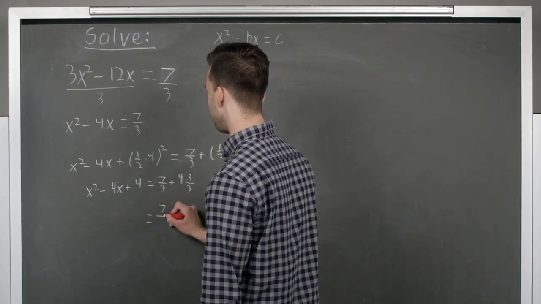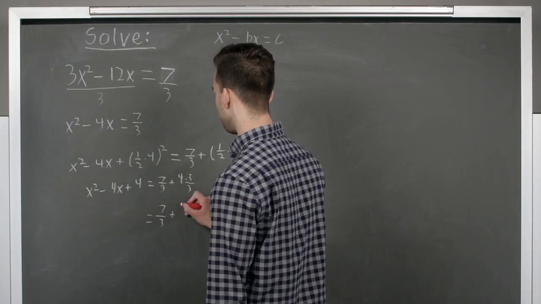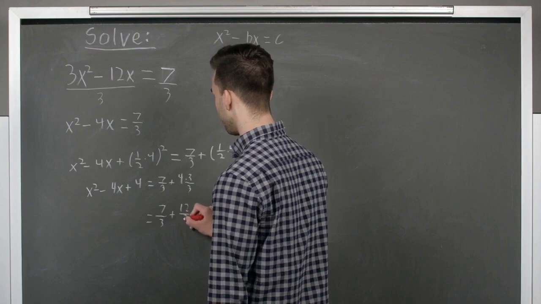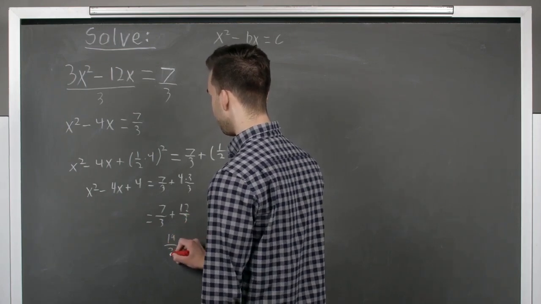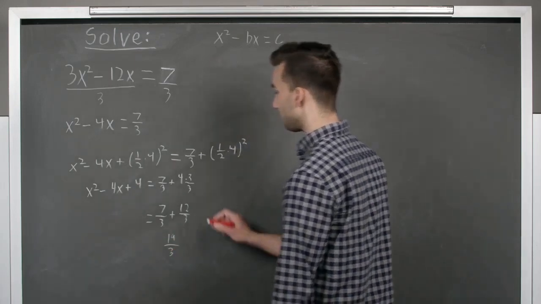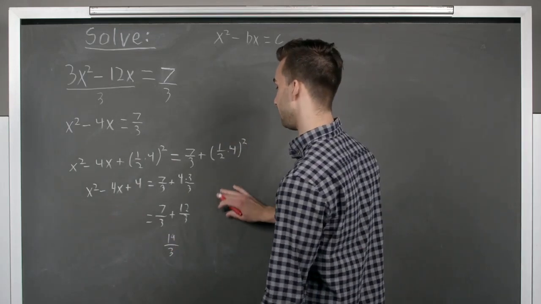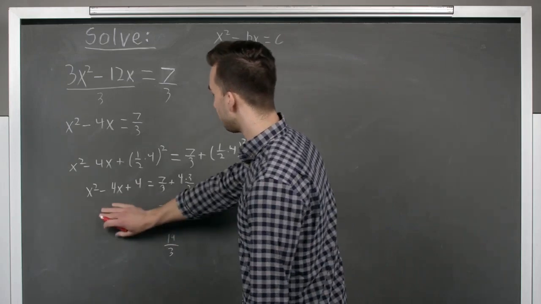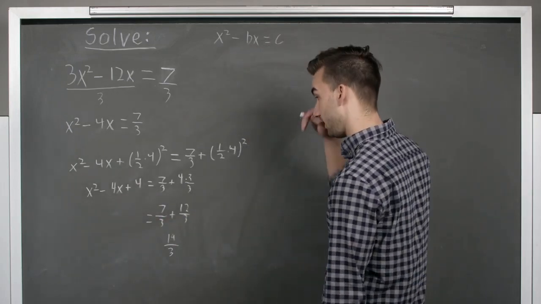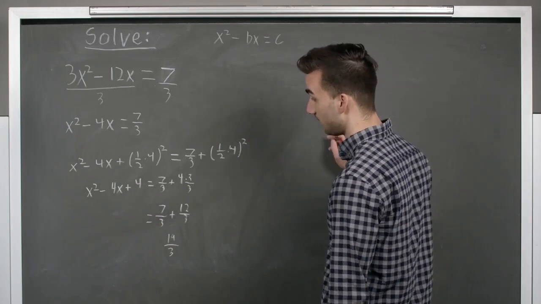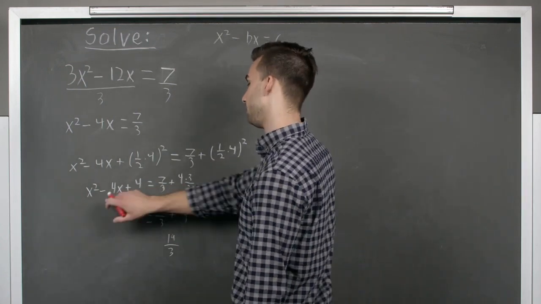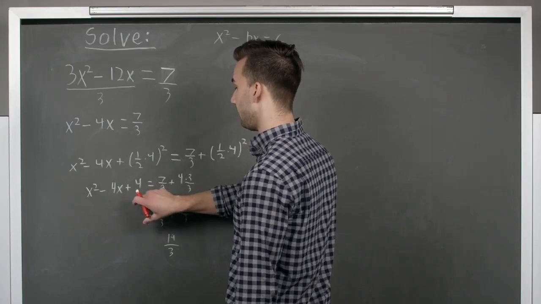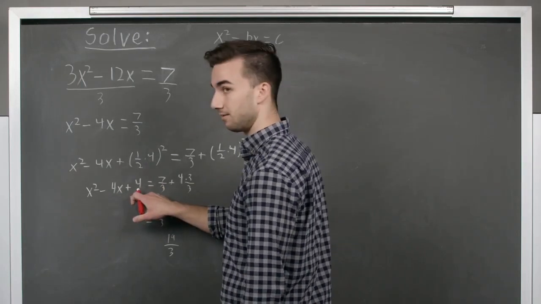So that gives us 7/3 plus 12/3, and that gives us 19 over 3, just for simplifying this side of the equation. But anyway, for this side, we can factor it, actually. So factors of 4 that add up to -4 are -2 and -2.